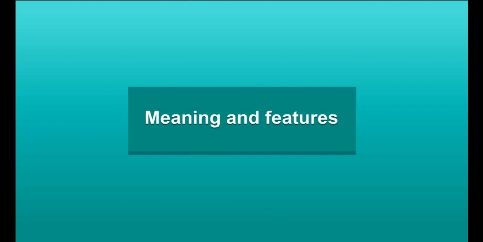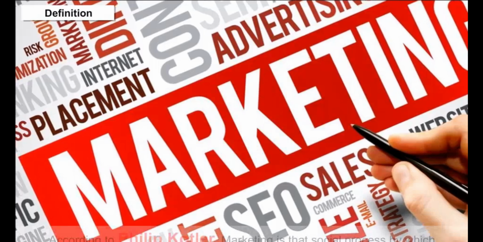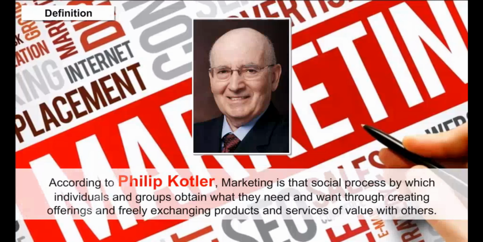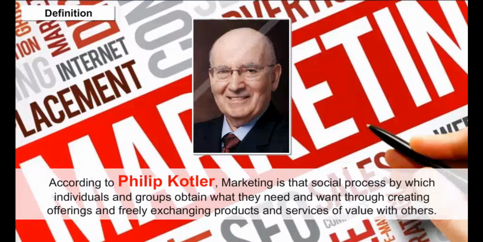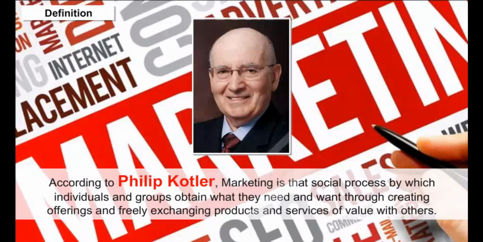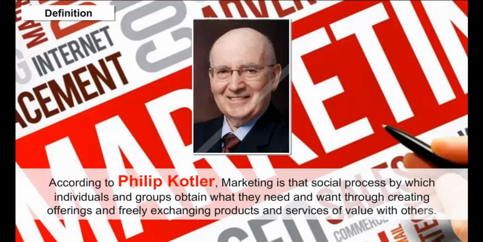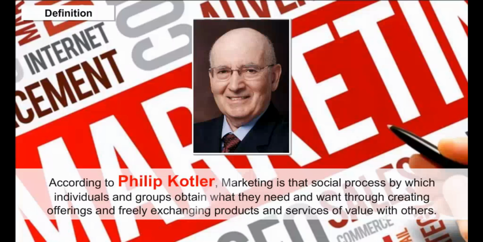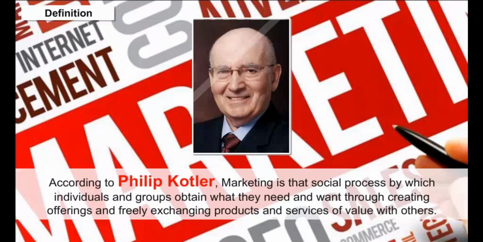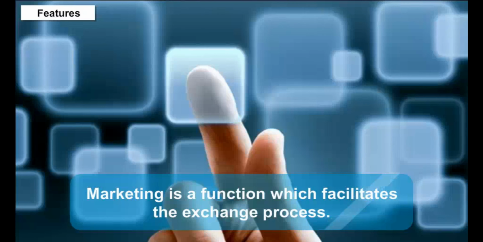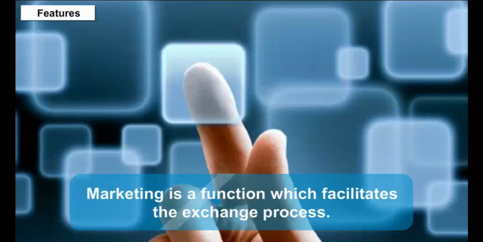Meaning and features. Definition. According to Philip Kotler, marketing is that social process by which individuals and groups obtain what they need and want through creating offerings and freely exchanging products and services of value with others. Features. Marketing is a function which facilitates the exchange process.